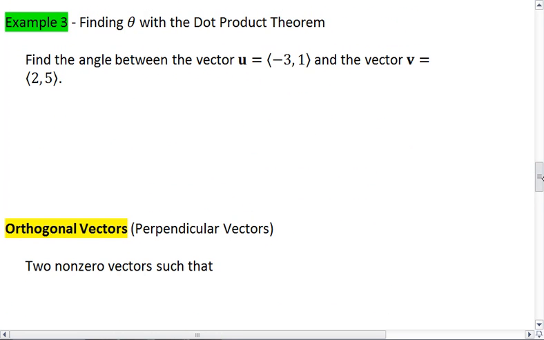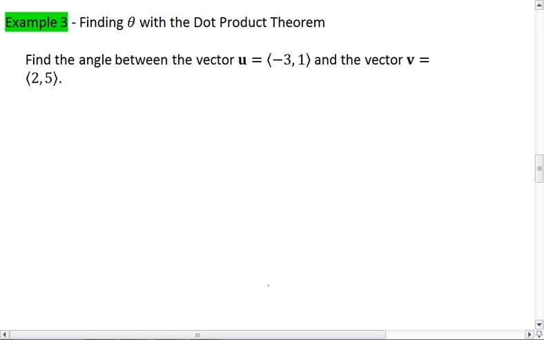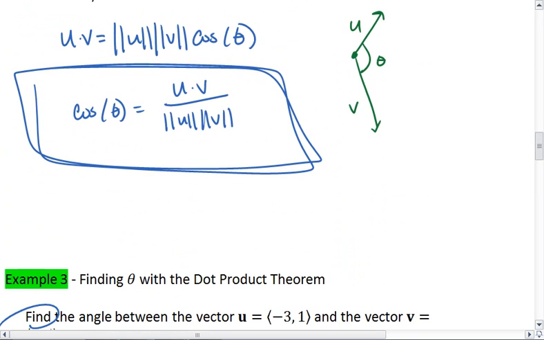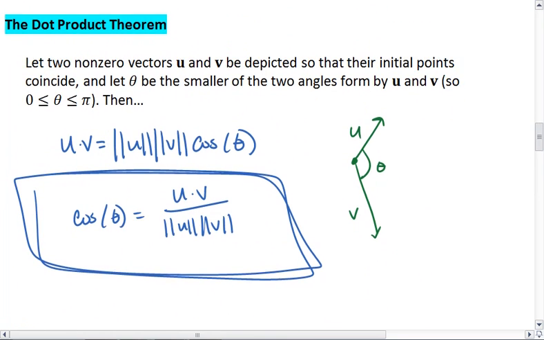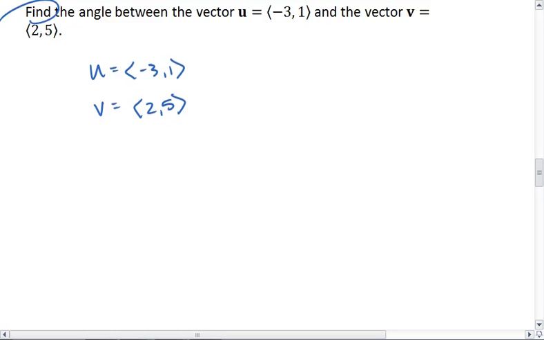So let's look at example 3. We're going to find the angle theta with the dot product theorem. We want to find the angle between the vector u, which is -3, 1, and the vector v, which is 2, 5. Take a moment, try to do this on your own first using our dot product theorem. When you're ready, resume the video and you can check your solution.